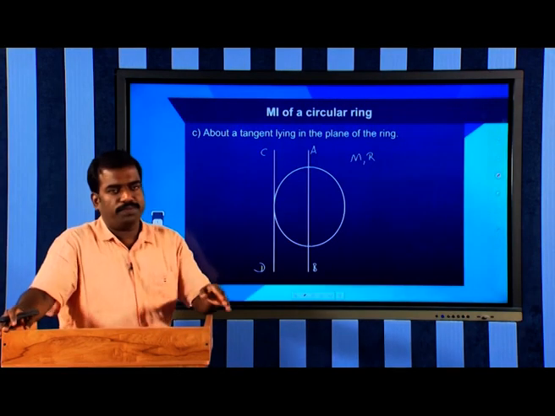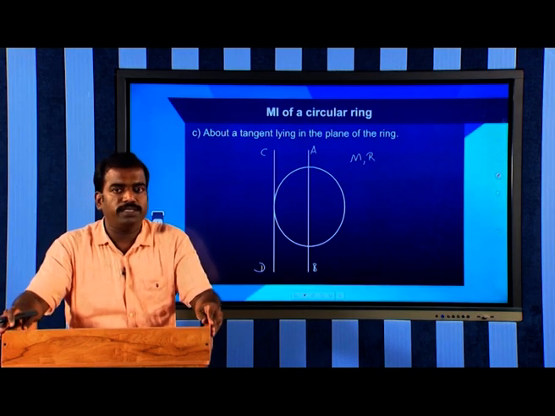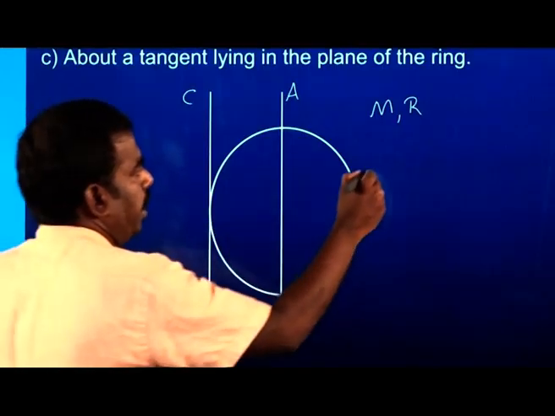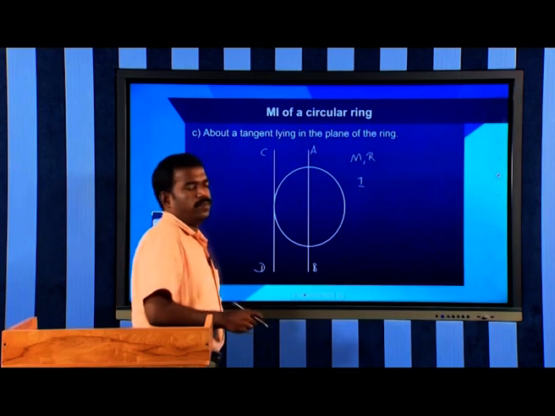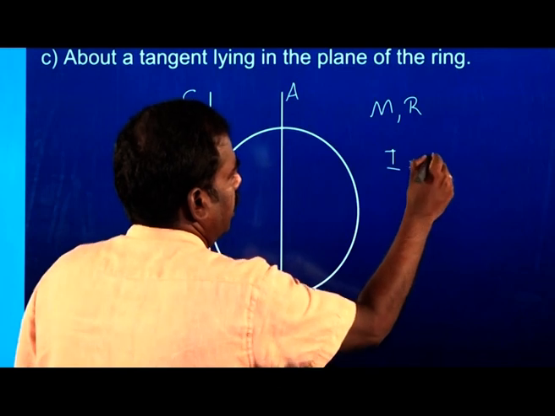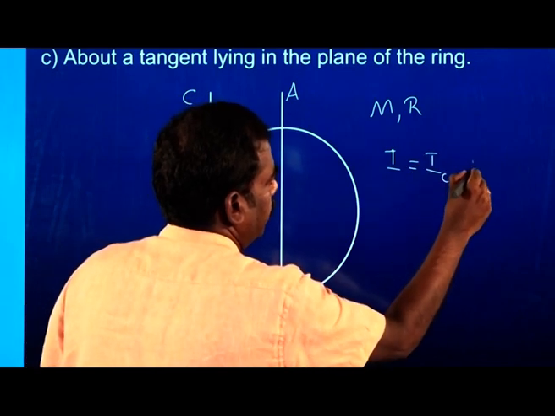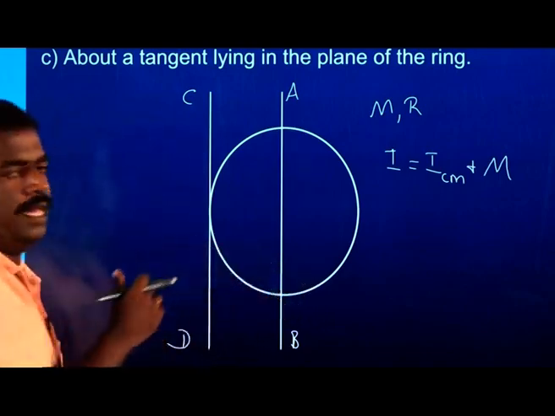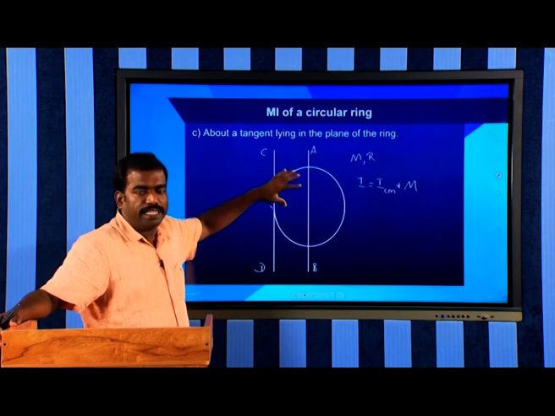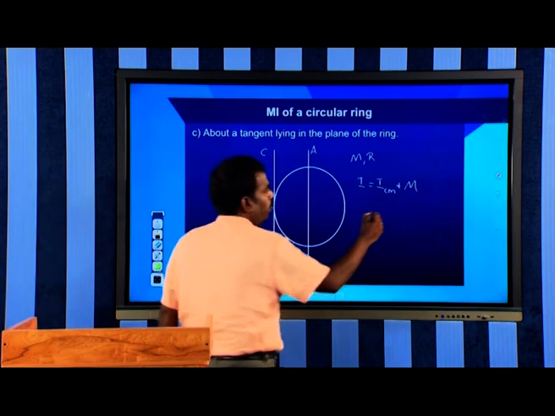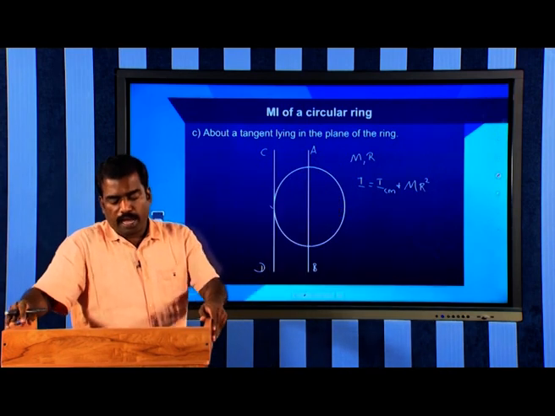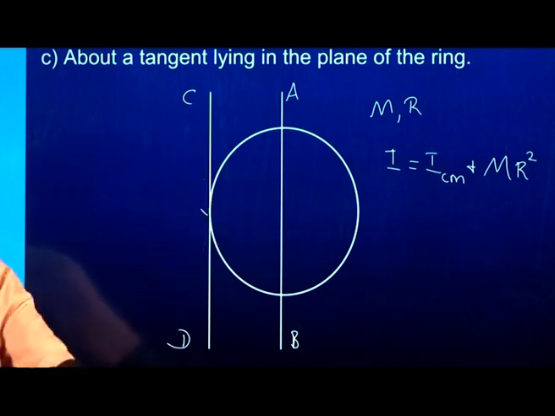about CD. Which theorem will we use? We can use the parallel axis theorem. So, let I be the moment of inertia of the ring about CD that we need to find out. So, I equals I_CM plus the mass of the body, capital M, into the distance between these two axes squared. This distance is nothing but the radius of the ring. So, it is capital M into capital R square. So, I equals I_CM plus M R square.